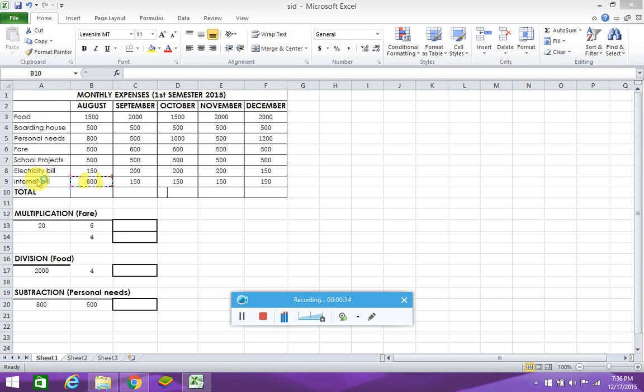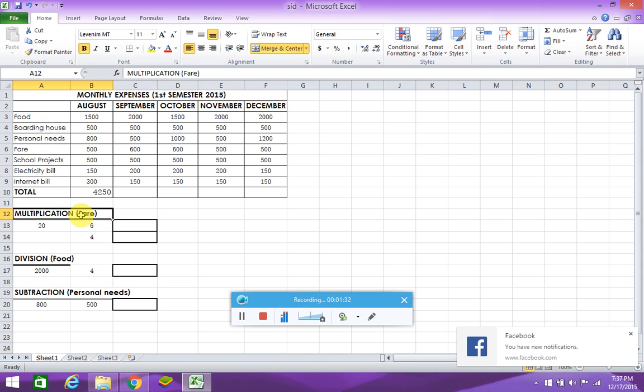We put all the cells with the addition sign, which is plus, and we just press enter. To get the total of it all, you just have to do that all over again in the months of September, October, November, and December.